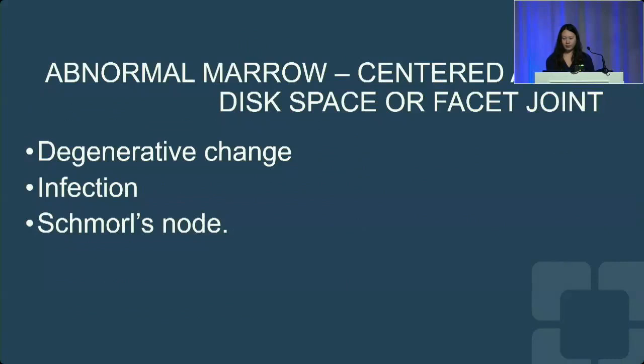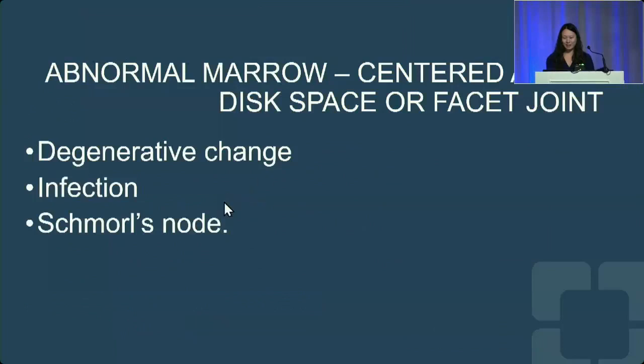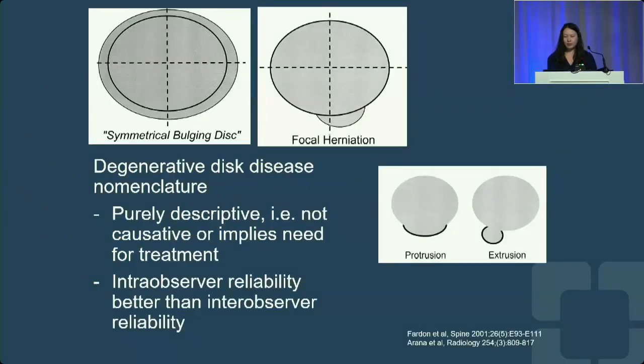Okay. All right, moving on. Try to get through all these different categories. So let's talk about abnormal marrow that's centered at the disc space or the facet joint. So we have this categorization of different herniations. So you can have a bulging disc, you can have a focal herniation. If it's a broad-based herniation, we call it a protrusion, sorry. If it's a narrow-based disc herniation, we call it an extrusion.